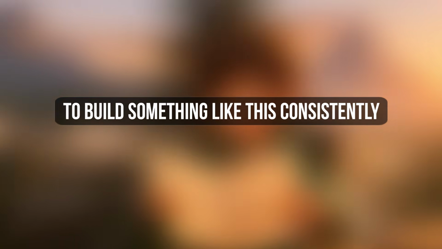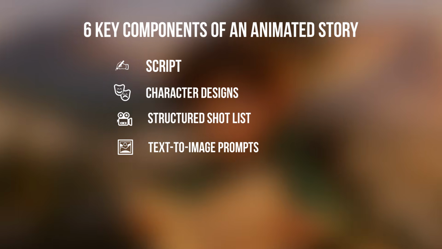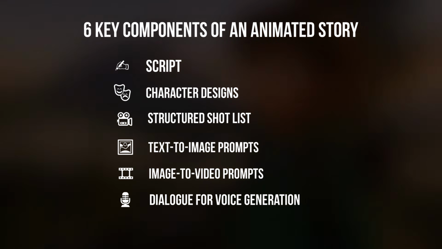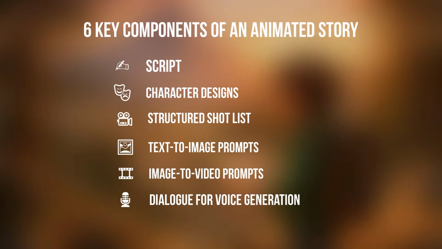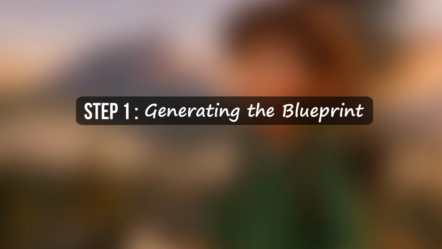To build something like this consistently, there are 6 essential components: a strong script, clear character designs, structured shot list, text-to-image prompts, image-to-video prompts, and dialogue for voice generation. These 6 components are the foundation, and I have condensed them into a simple 5-step workflow to make them easy to follow. Step 1 is generating the cinematic blueprint.